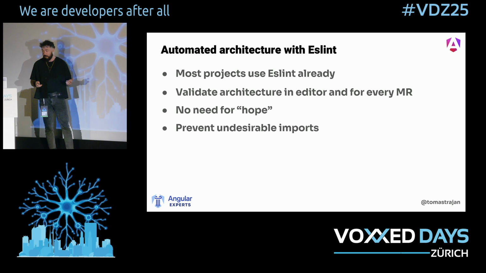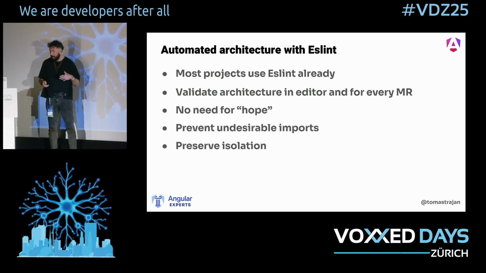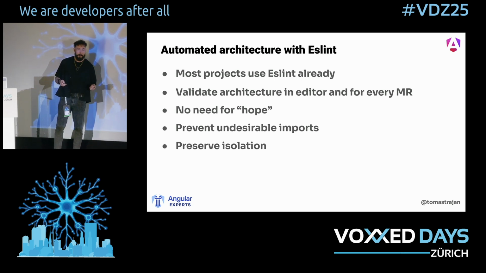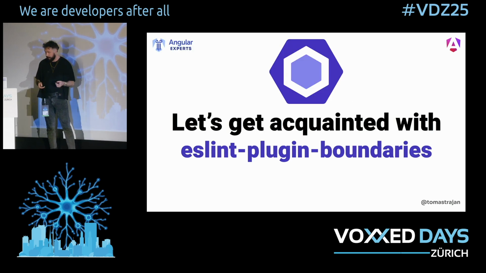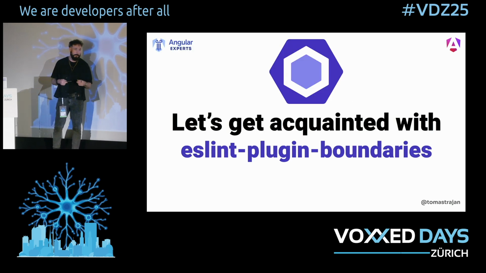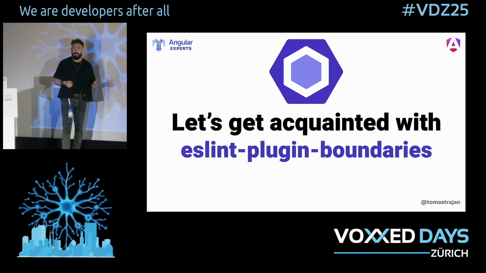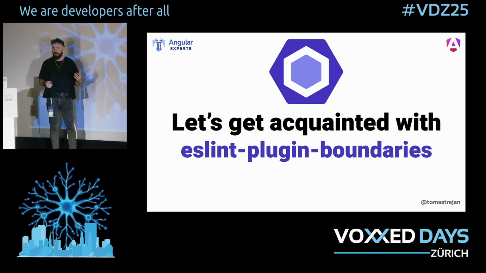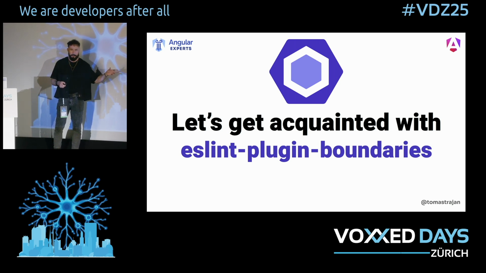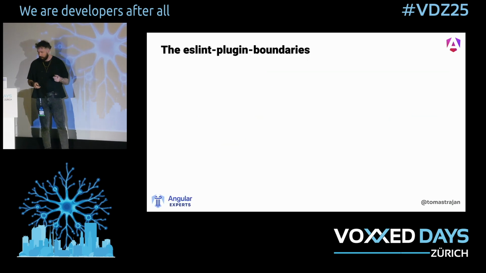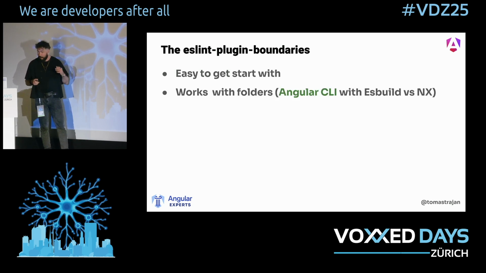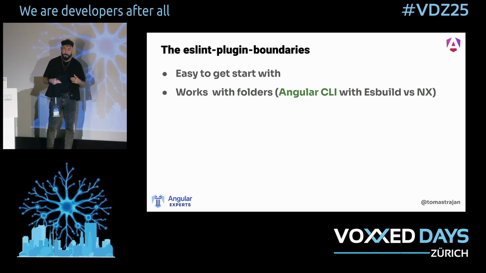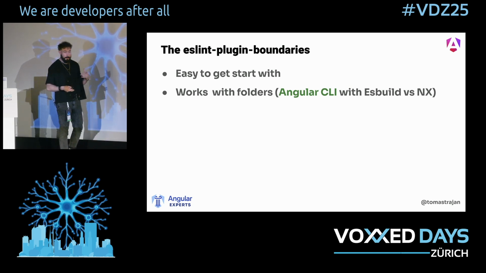So we do not need to depend on hope, and we prevent all the undesirable imports and preserve the isolation. And this can be done with the ESLint plugin boundaries. It's a third-party plugin, but it seems to be very well maintained. They already provide support for the new ESLint 9, where we changed from the JSON config to the JavaScript config. So it's pretty cool. It's easy to get started with. And the big thing is it works with folders. So there is no overhead in your source code.